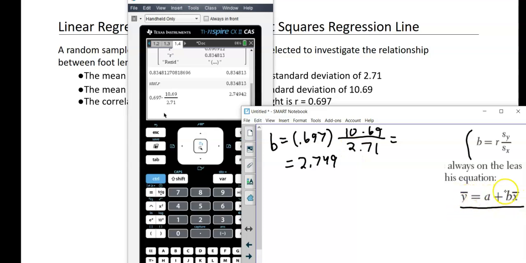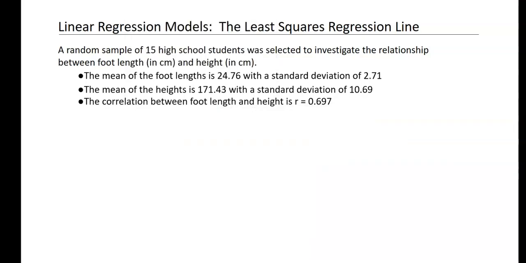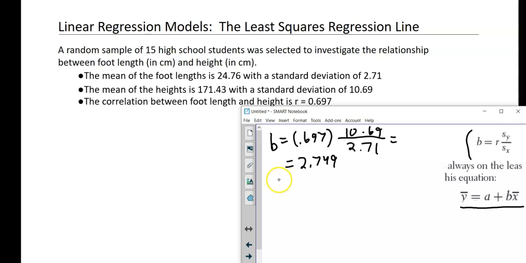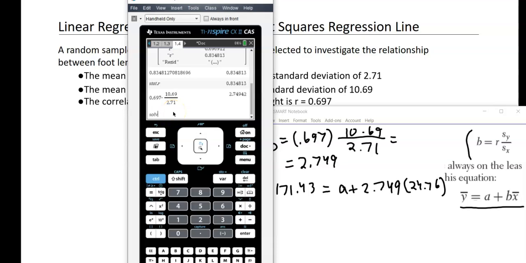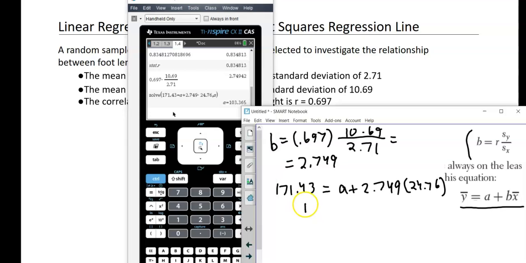Again, y bar and x bar are averages, right? So if you look at the data here, we've got y bar, the average y, is 171.43, equals a, which we don't know, plus b, which is 2.749, times the x bar, which is 24.76. So we should be able to solve that equation. Use the solve command: 171.43 equals a plus 2.749 times 24.76, comma a, the variable we're solving for. We get 103.365. So 103.365 is equal to a.